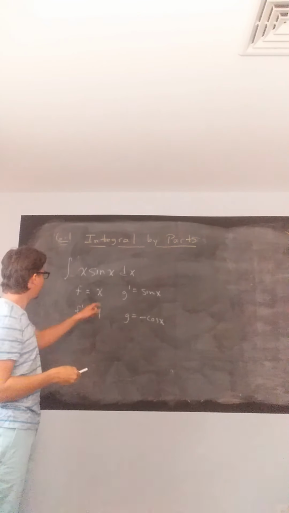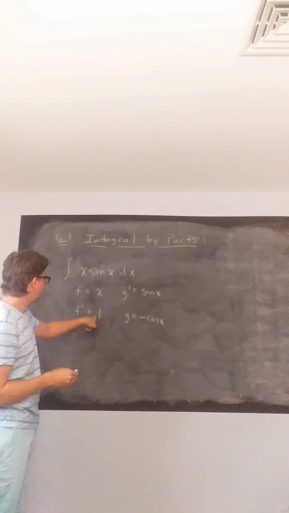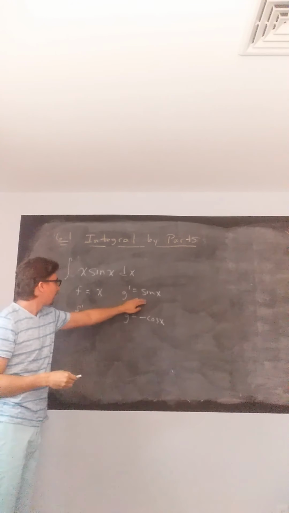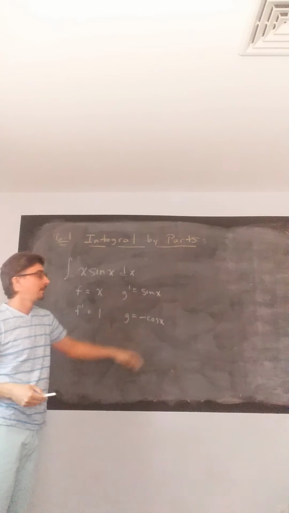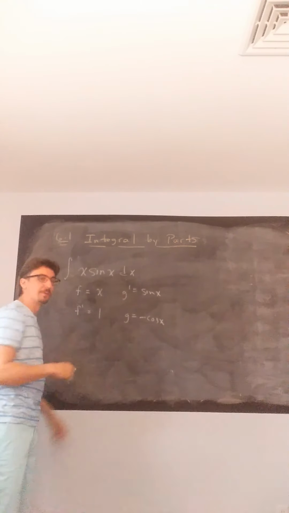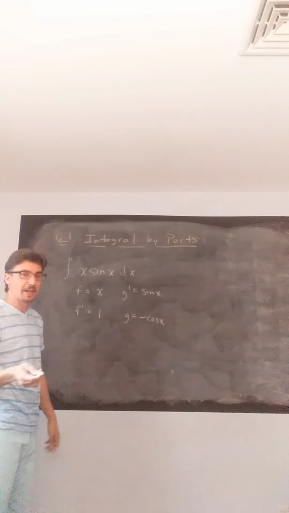Now, if we would have done it the other way, this would have been sine x, cosine x, x squared over 2, or 1/2 x squared. This is the format that you're going to want. And when you play around with this, you'll see why exactly we want that.